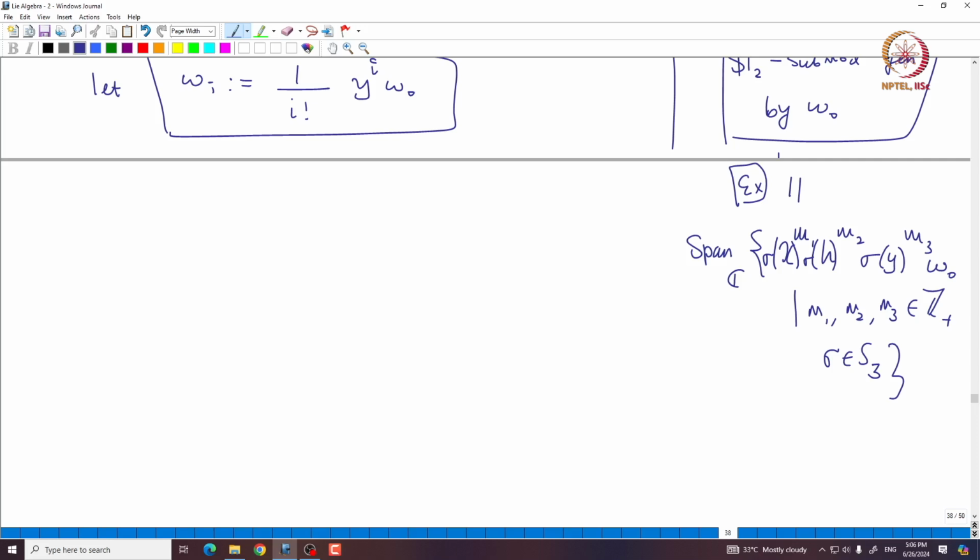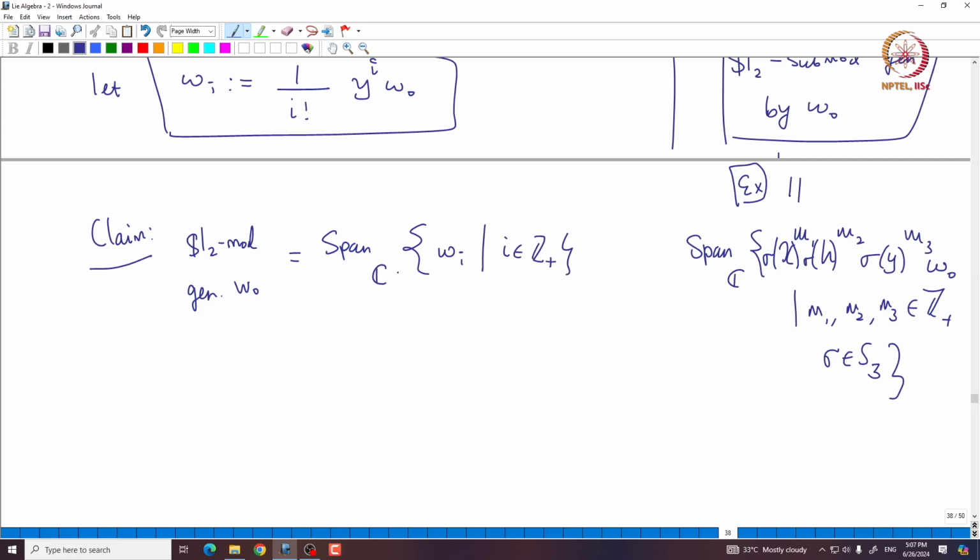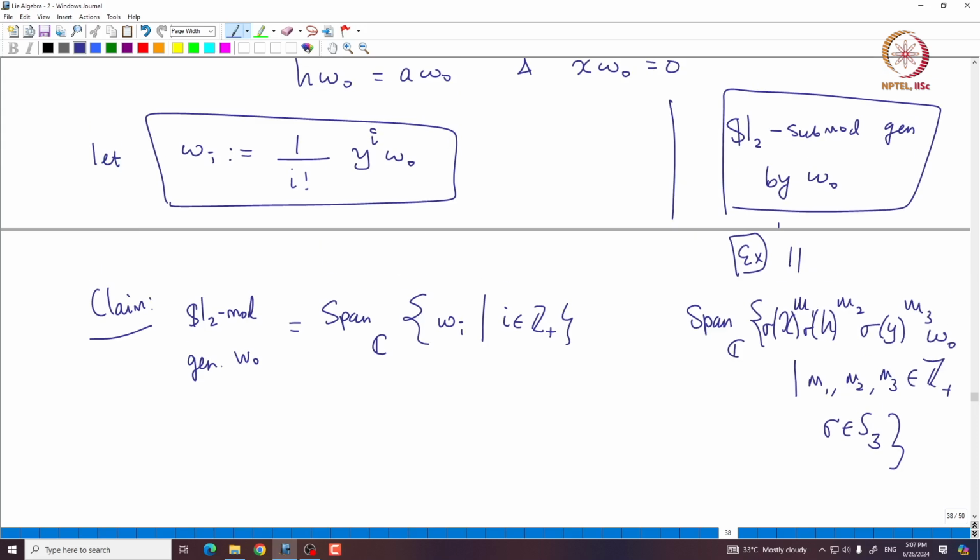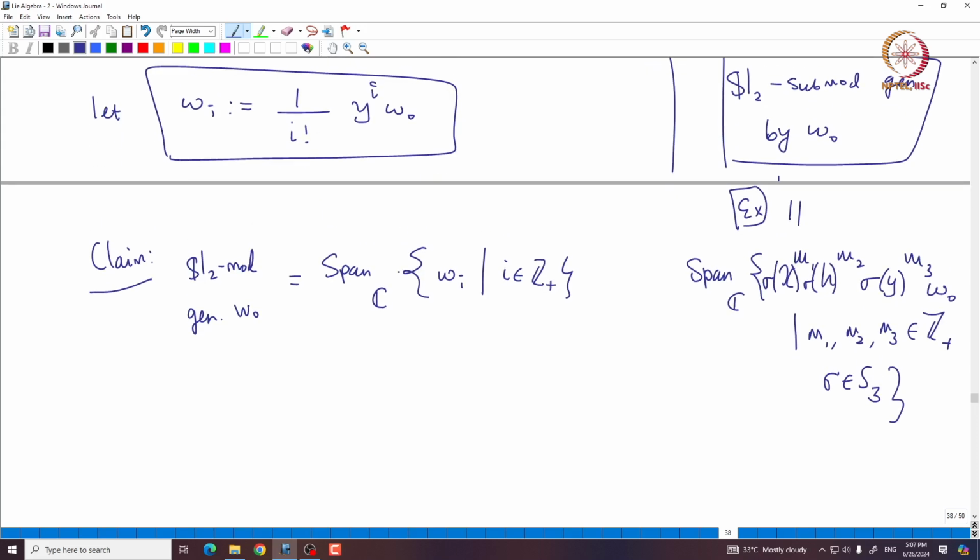But now, what we are going to claim, and this is the powerful claim indeed, is that the SL2 module generated by W naught is going to be just the span of these Wi's. Later we will see that we can choose some power in such a way that something will actually be killed. So, let's try to prove this one by one.